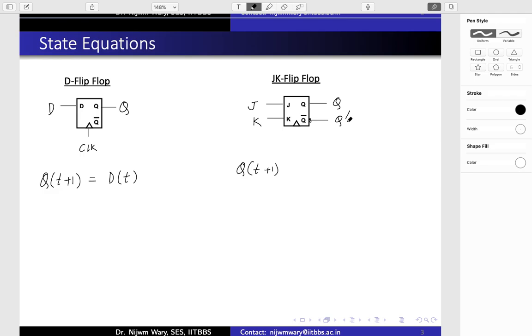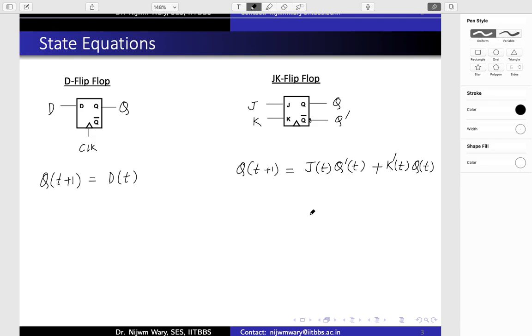Here I'll write Q t plus 1 is equal to J t, the present state of J, and Q complement, or the present state of K complement and Q. This is the basic operation of the JK flip-flop, which you had studied earlier.